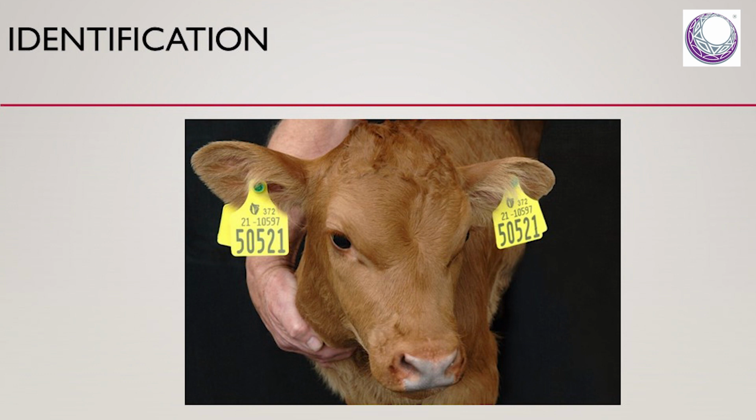Animals need to be identified so that we know who they belong to. Identification is done in different ways. First, we have ear tagging. As we can see, ear tags in the form of plastics or metals are fixed onto the animal's ear, and usually there are numbers written on them. The tool used for ear tagging is the ear tag applicator.